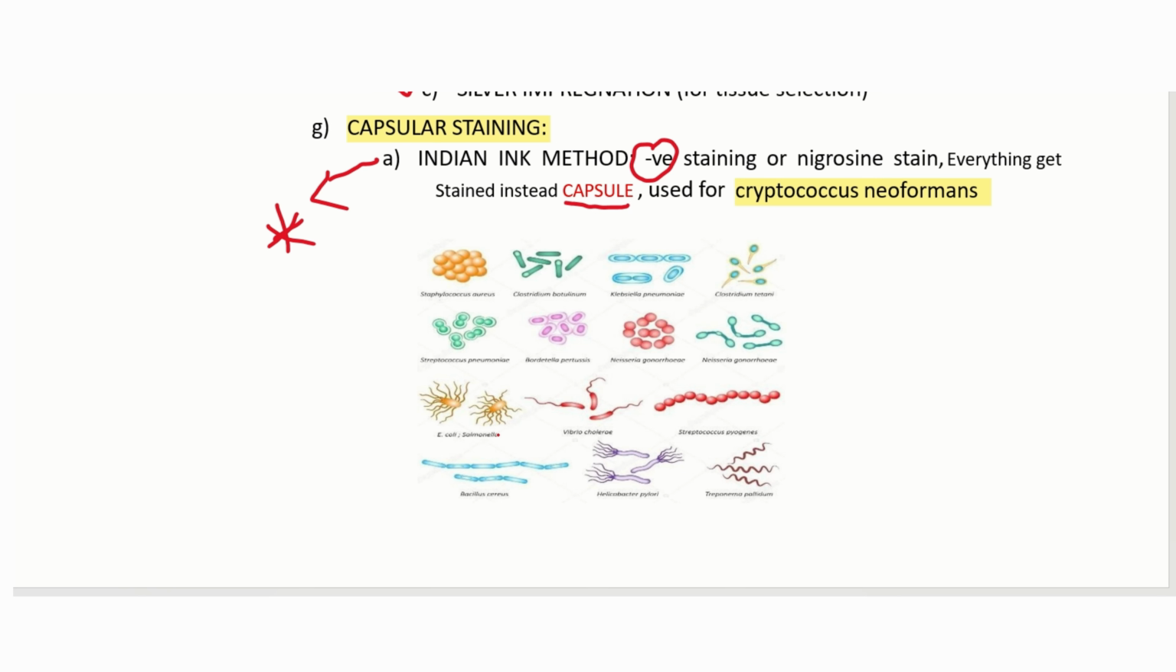E. coli or Salmonella, Vibrio cholerae, Streptococcus pyogenes in chains, Bacillus cereus, rod-shaped, Helicobacter pylori, and Treponema pallidum. So, Treponema pallidum has corkscrew motility.